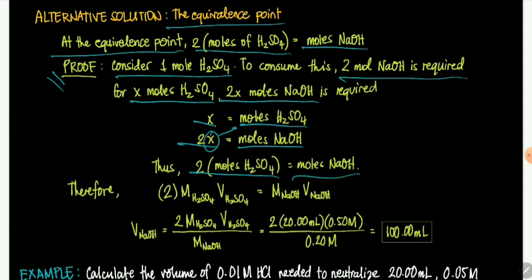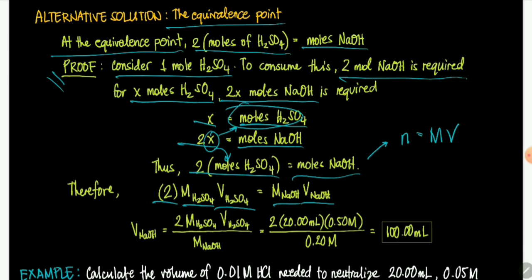So, nireplace ko lang to nung moles of H2SO4. Tapos, nilagay ko siya dito. Okay? So, that's the proof. So, at equivalence point, ganyan yung ratio ng sulfuric acid tsaka sodium hydroxide. Or ganyan yung relationship between the amounts of sulfuric acid and sodium hydroxide. So, we know that n is equal to the molarity times the volume. Okay? So, 2 times the molarity times the volume of sulfuric acid solution is equal to the molarity times the volume of sodium hydroxide solution.